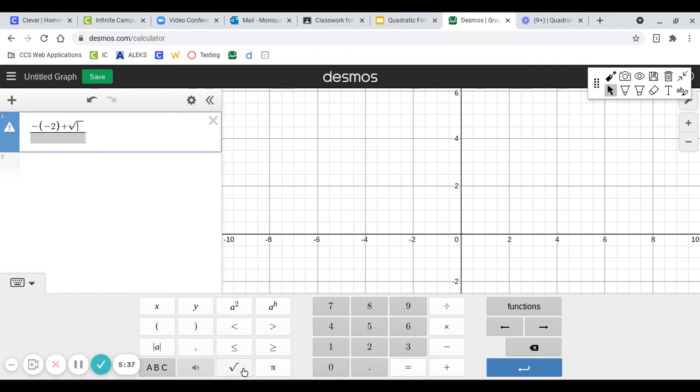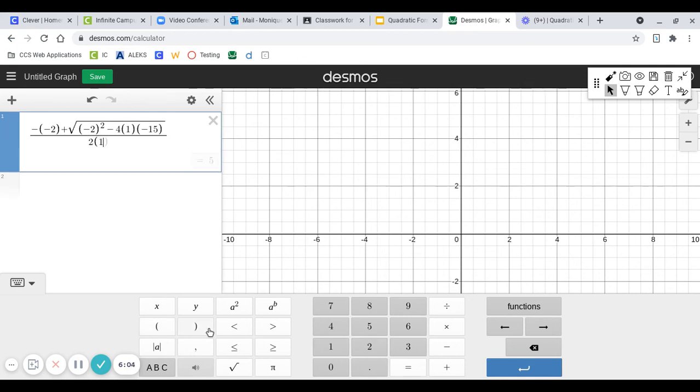Should say plus and minus, but the symbol is called plus or minus. So we plus square root parenthesis -2 parenthesis squared minus 4 parenthesis 1 parenthesis -15 parenthesis. At the bottom, I'm going to do 2 parenthesis 1. And there's my first answer, and I get 5. And I'm going to let you guys calculate the second answer on your own.